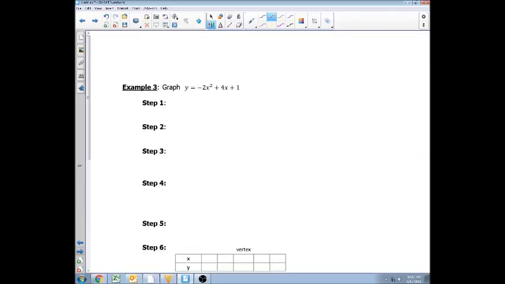Third example. Now it has taken away your little helpers. It has taken away telling you what each step does. But we can talk through what each step does. The first step is to figure out my A value, B value, and C value. Well, my A value is going to be this -2. It is what is attached to the x squared. My B value is going to be this 4 because my B is what is attached to the x. And my C value will be 1 because that is the number that is by itself.